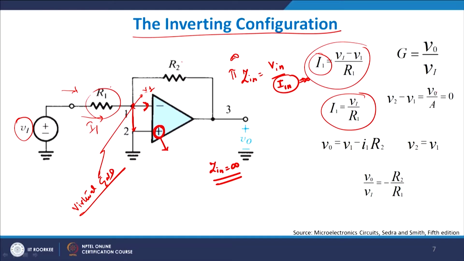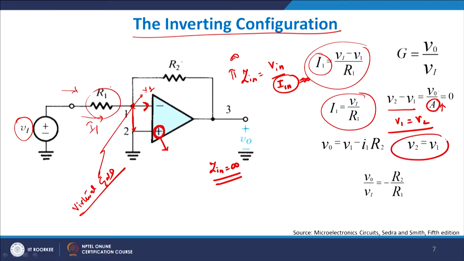So though they are grounded, though their voltage is 0, you do not get any current into it or out of it, and therefore they are referred to as input terminals. Similarly, if I have an infinitely large value of A, I get V2 minus V1 equals V0 by A, because V0 was equal to A into V2 minus V1. I took A to the denominator, A is infinitely large, so I get V2 equals V1, which means that V1 equals V2.